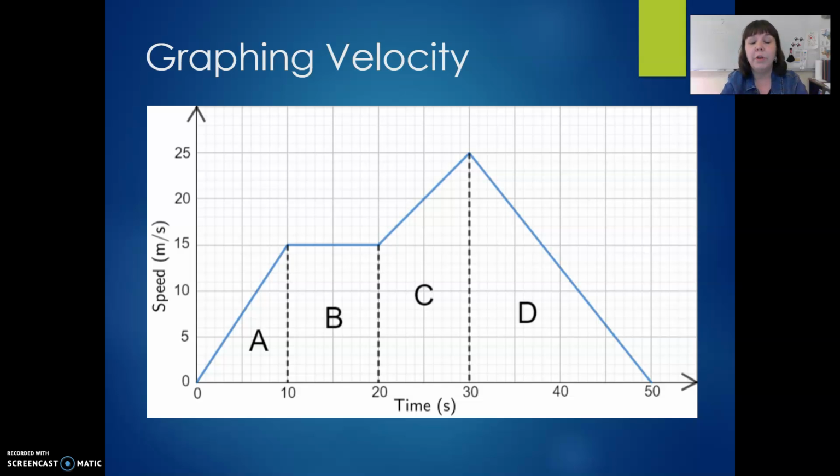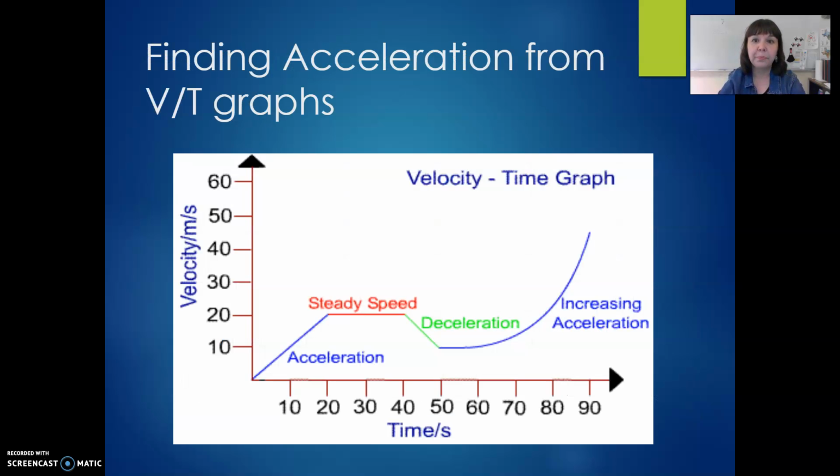And then notice from 30 to 50, our velocity is decreasing. We're not going backwards. We're still going forwards. We're still making positive gain in our position, but we're doing it at a decreased rate. We're doing it slower than we were before. So that's a negative acceleration, meaning that we're slowing down, okay?